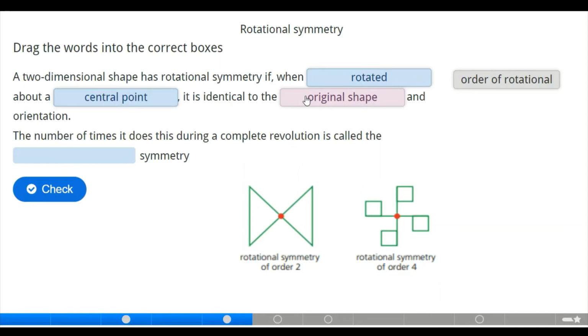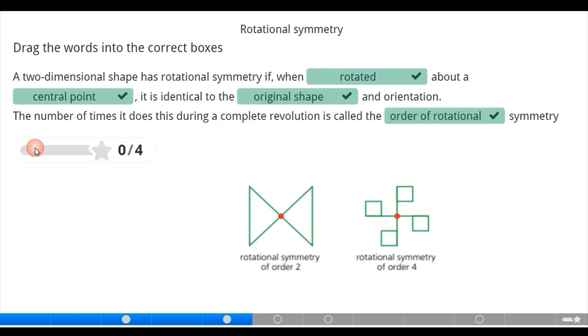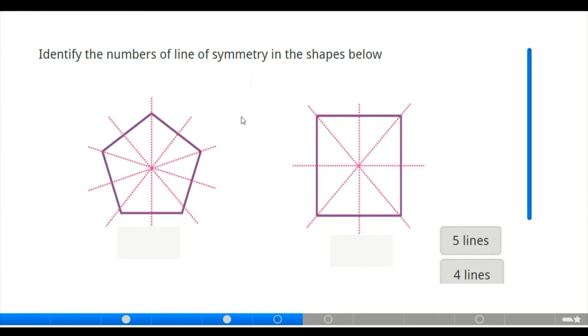And the number of times it does this during a complete revolution is called the order of rotational symmetry. So the number of times a shape is rotated to complete a revolution is called what? It's called the order of rotational symmetry. Okay. Now let's look at these class activities.